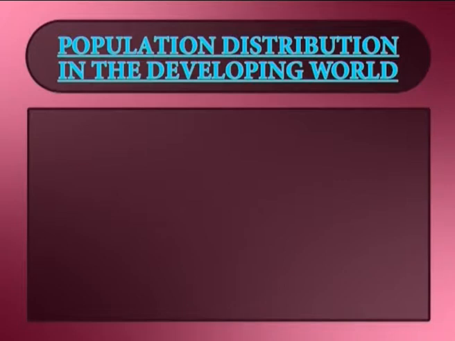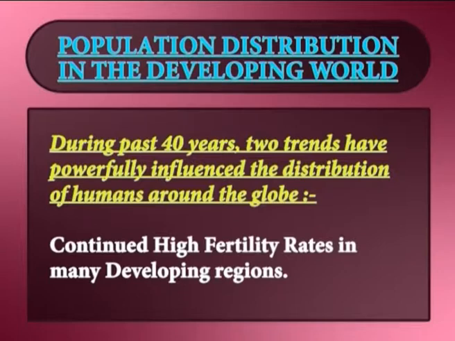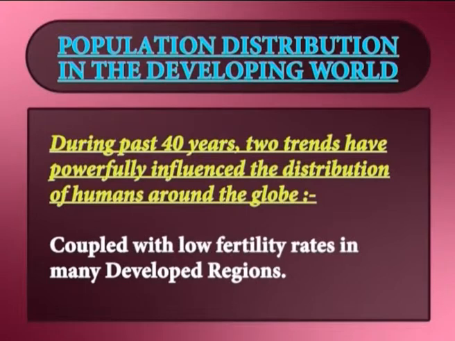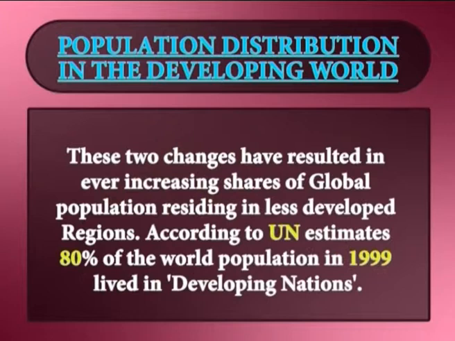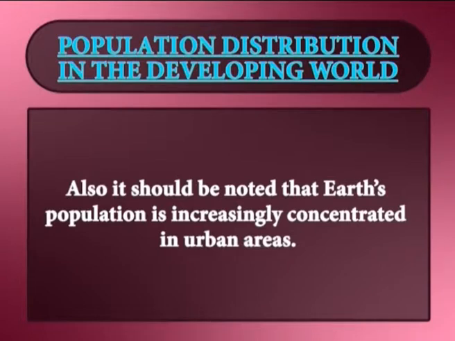Next, we come to the population distribution in the developing world. During the past 40 years, two trends have powerfully influenced the distribution of humans around the globe. First, the continued high fertility rates in many developing regions, and secondly, low fertility rates in many developed regions. These two changes have resulted in ever increasing shares of global population residing in the less developed regions. According to UN estimates, 80% of world population in 1999 lived in developing nations. Also, it should be noted that Earth's population is increasingly concentrated in urban areas.